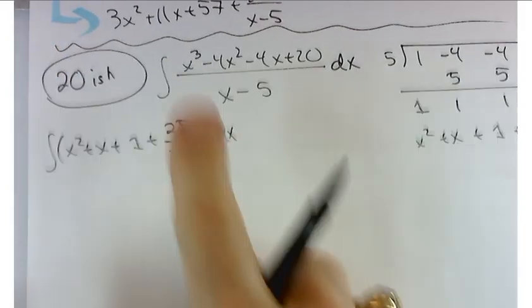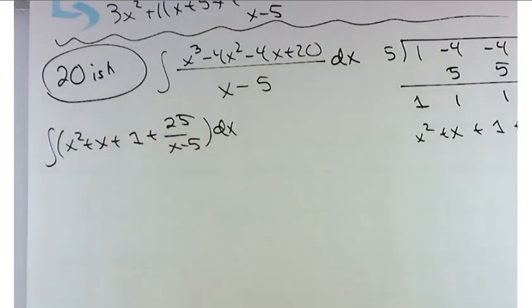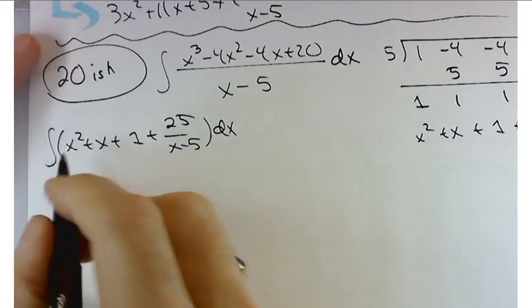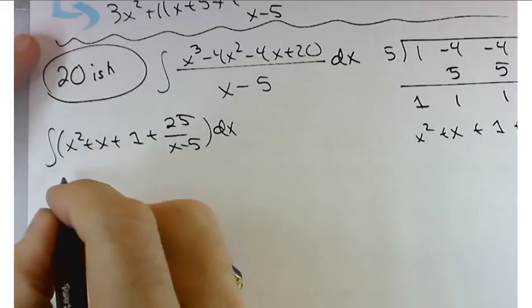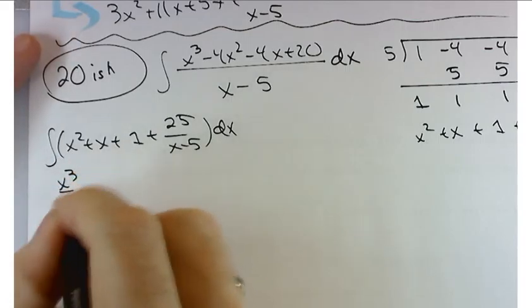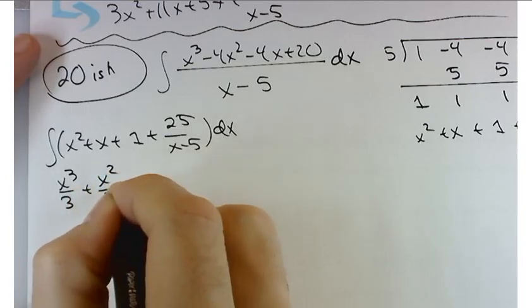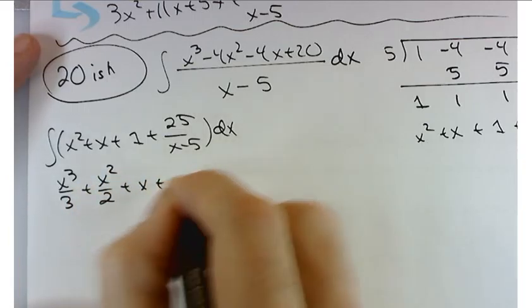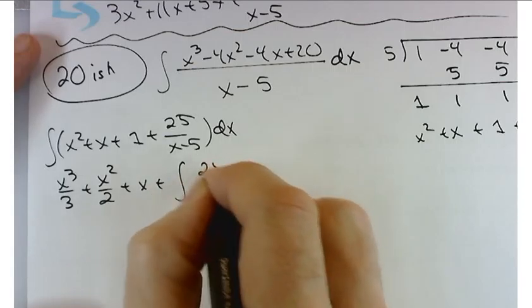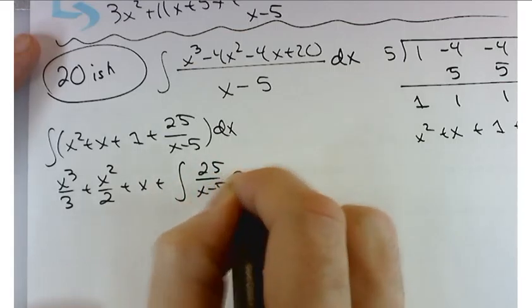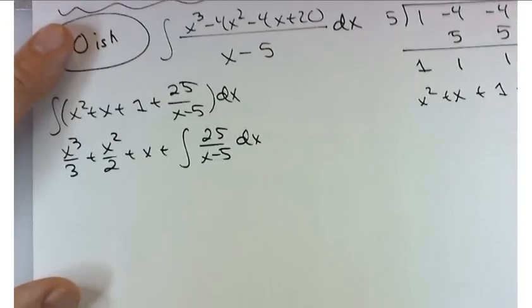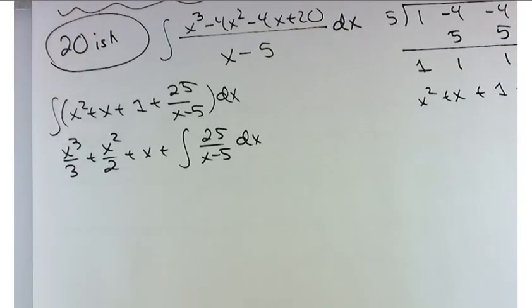Now the first three terms of this are things that you should be able to integrate just in your head. So rattle them off. What's the integral of x squared? x cubed over 3. Good. x cubed over 3 plus x squared over 2 plus x, plus the integral of 25 over x minus 5 dx. So it's that last integral that we're a little bit stuck with. That's okay.